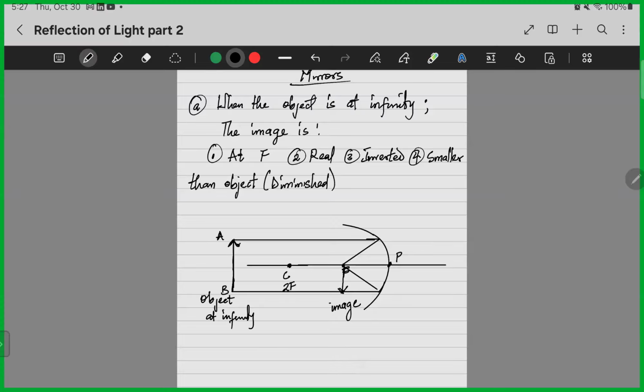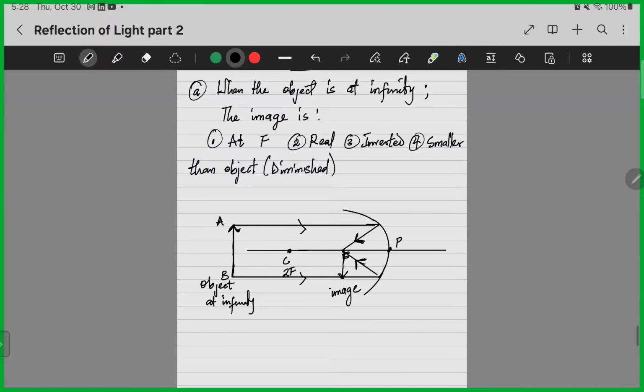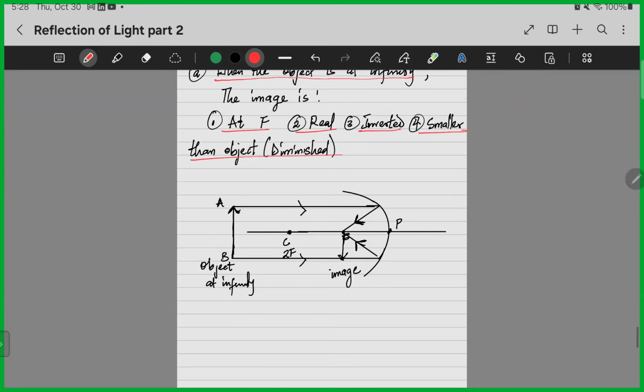So keep this diagram concept in mind. This one moves like this, this one moves like this. So you get the idea. That's very straightforward. So let's move to the other one. This is the case when the object is at infinity. You have it real, formed at the focus, inverted, smaller than the object. So let's go to the next one.